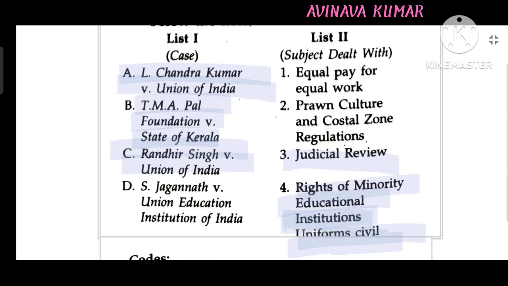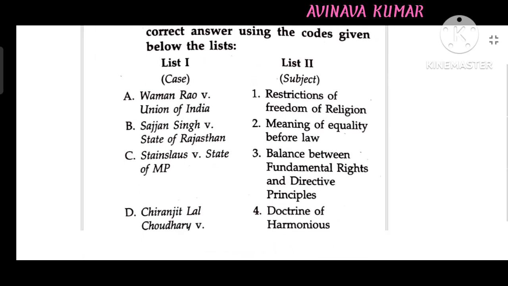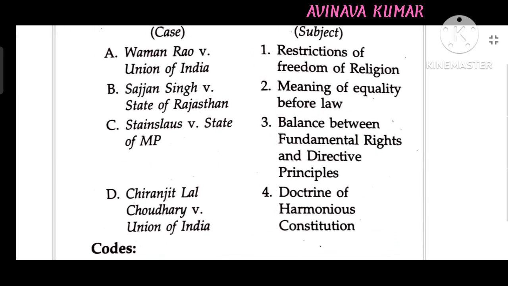Uniform civil code is next. Randhir Singh versus Union of India: equal pay for equal work. S. Jagannath versus Union of India: coastal zone regulation. Vaman Rao versus Union of India. Balance between fundamental rights and directive principles: Sajjan Singh versus State of Rajasthan. Doctrine of harmonious construction: Stensus versus State of MP.